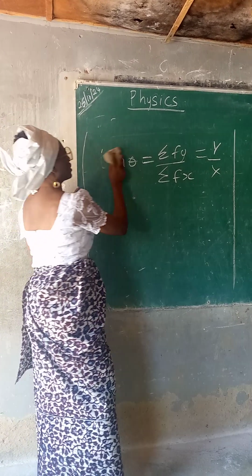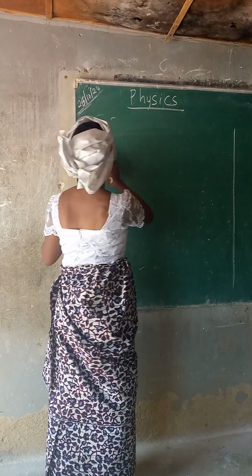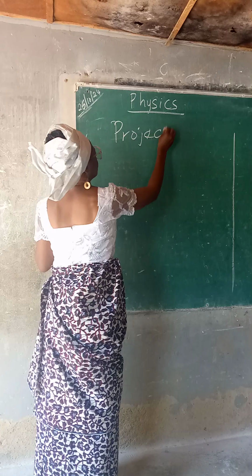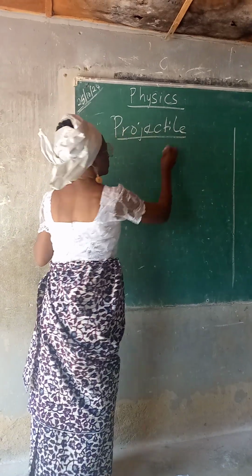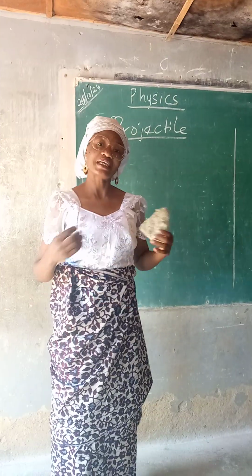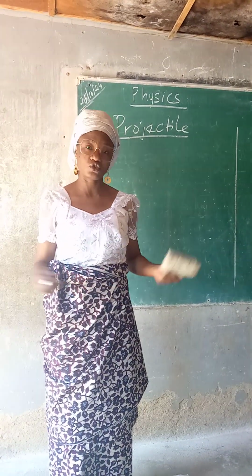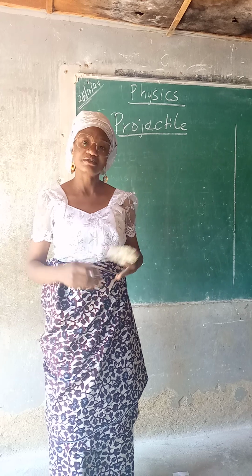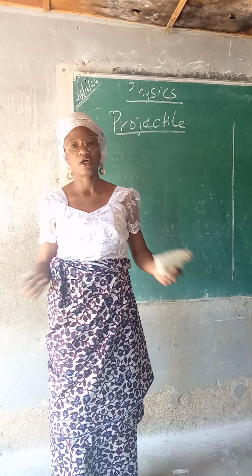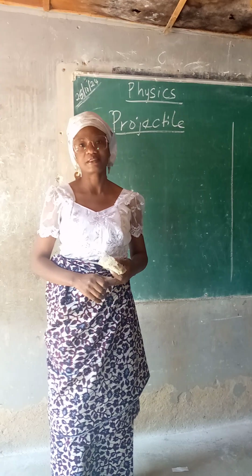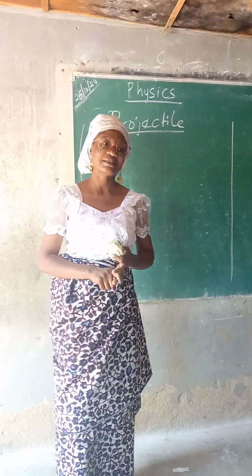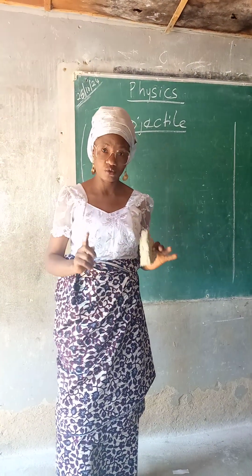So today we are going to be looking at projectile. What is a projectile? A projectile is simply any object thrown into space and is able to travel along a curved path or a parabolic path. Now, projectile motion is characterized into two.